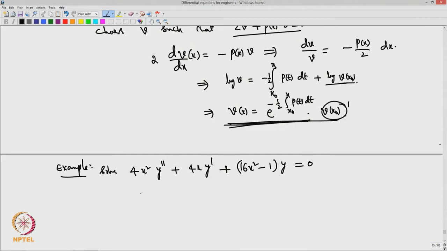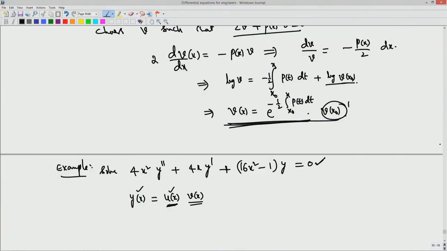What I do is choose my dependent variable y(x) in terms of a new dependent variable u(x) with some v(x), in such a way that when I reduce this equation to an equation in u, the first derivative du/dx won't be there. So if I use my earlier formula, v(x) is e to the power minus half integral from x0 to x of p(t) dt. What is x0?